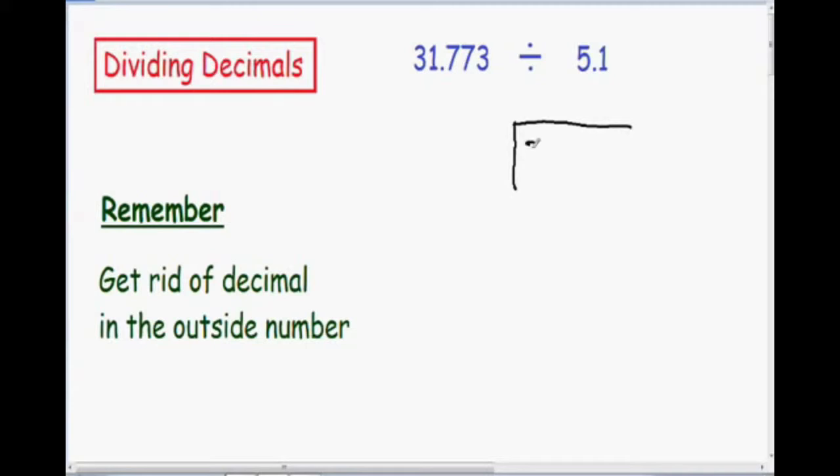We have 31.773 on the inside being divided by 5.1. And the one thing that you have to remember, and I wrote this for you in green, you have to get rid of the decimal in the outside number. So we have an outside number of 5.1. We need to get rid of this decimal in the outside number.